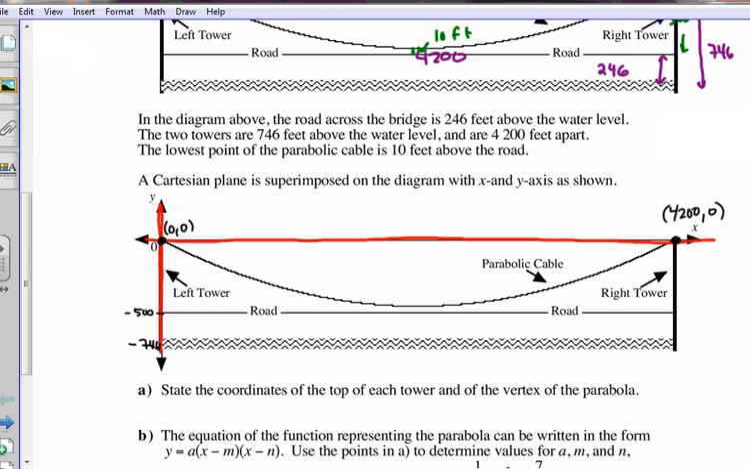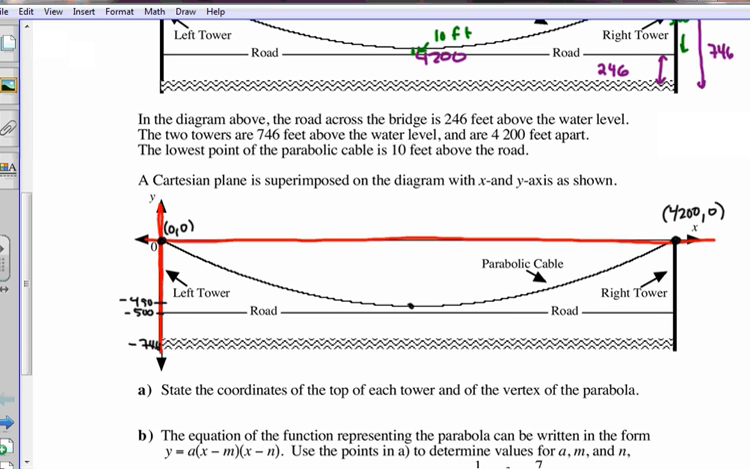And they also gave us one other piece of information. What was that? 10 feet, the lowest point. So what would be 10 feet above then, right here? This is negative 490.